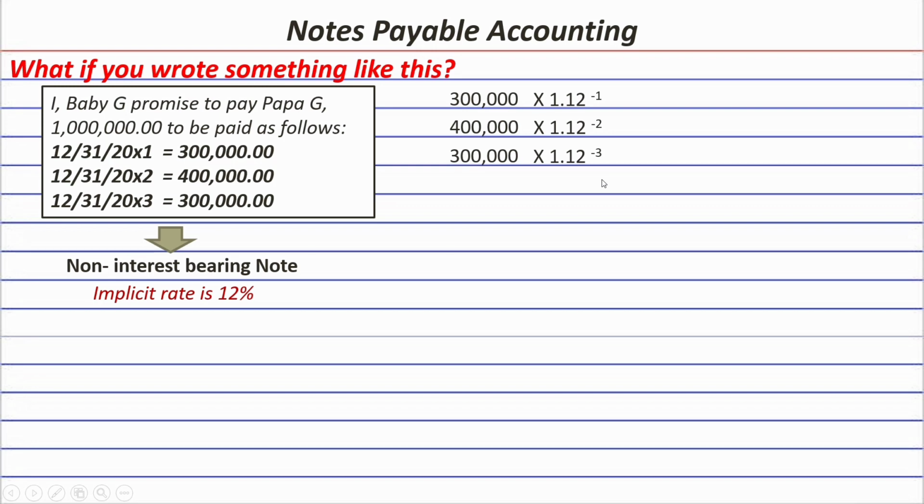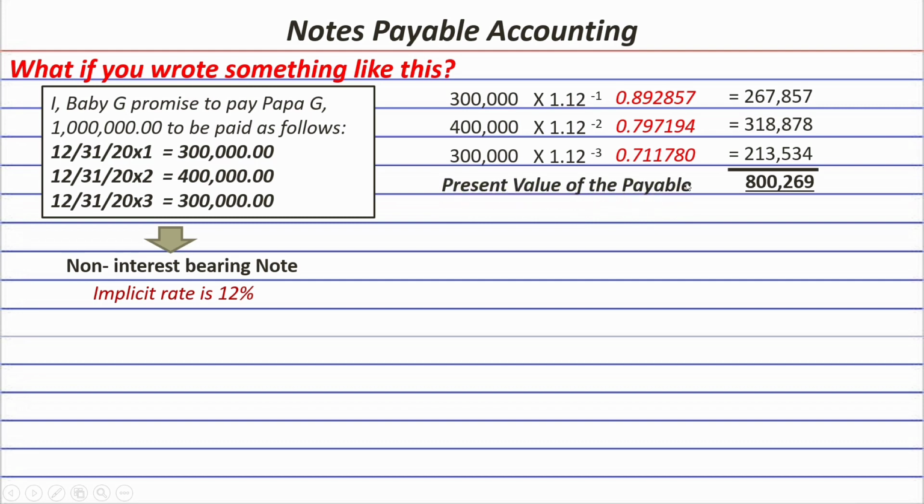Okay? Now, let's get the present value factors first by simplifying this (1 + i) raised to the power of negative n. And we will get these factors. These factors times the future payments, and we will get these present values. Now, let's get the sum, and we will have 800,269 as the present value for your notes payable at the beginning of the year. This present value is also assumed to be the fair value of the products or services or the amount of cash that you have received first before making this promissory note.